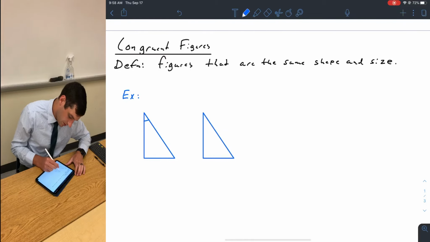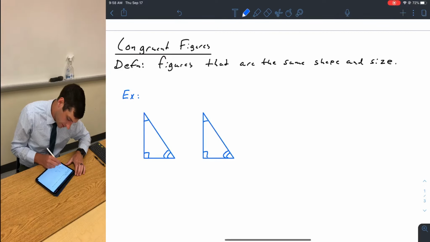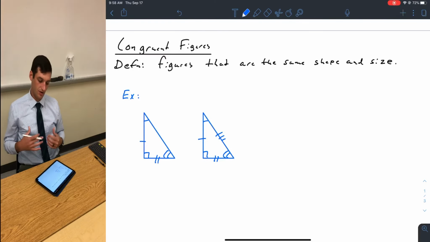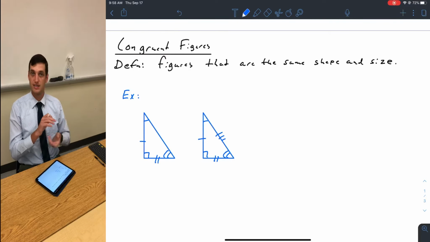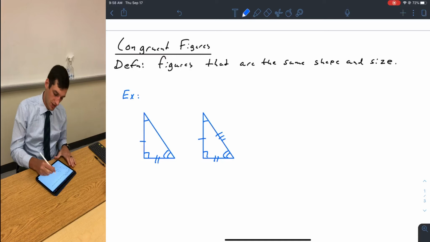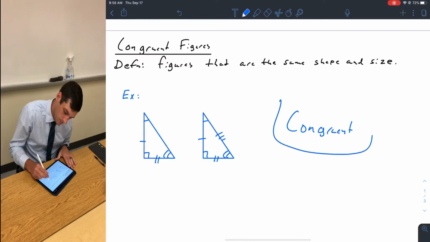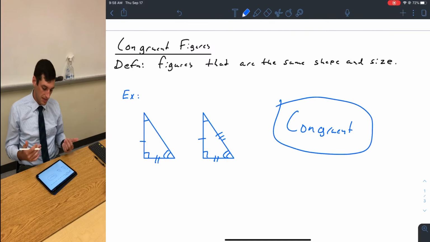And these two triangles have the same angles. I'm going to draw two lines here denoting that those two angles are the same. They have all the same angles. They have all the same measurements and size, and they're also the same shape. So these are triangles. The shape is the triangle, and then their size is the measurement of the lines and the angles, which we'll get into. Since these two figures are the same size and shape, they are congruent. Okay, so that's what it means to be congruent, is that they are the same size and same shape.